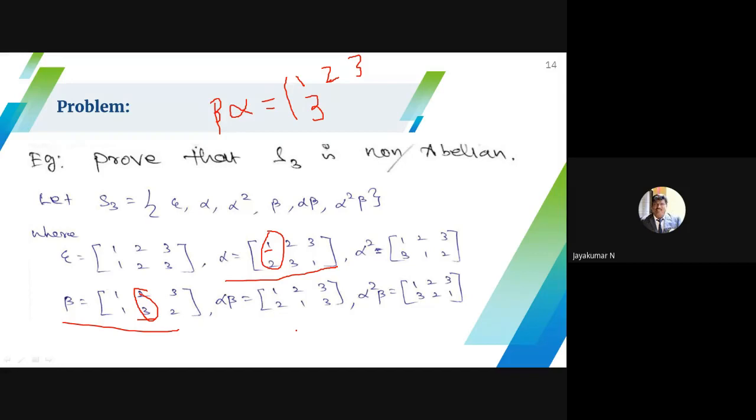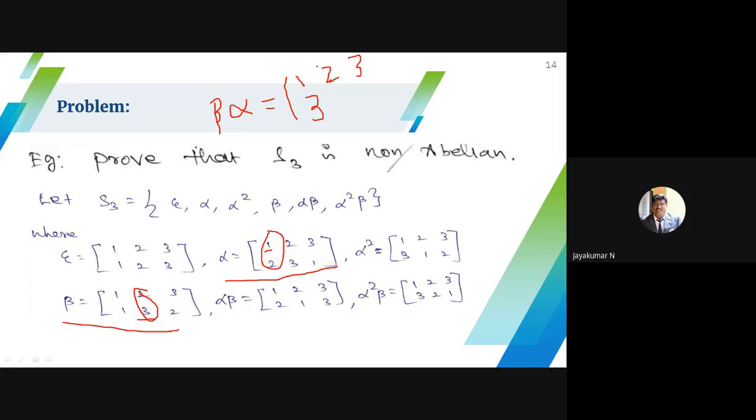Sir, which permutation maps 1, 2, 3? Alpha square and alpha square beta are matching, sir. Okay, correct. Alpha square as well as alpha square beta both are matching. So I need one, but the answer is either alpha square or alpha square beta. So I have to find one more.